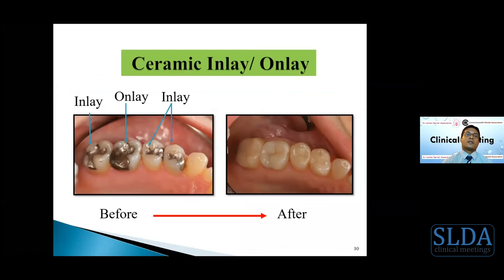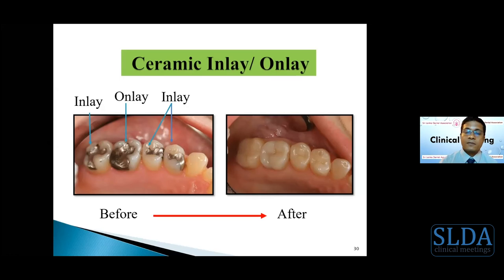This case shows you a transformation of amalgam restorations to ceramic inlays and onlays, giving maximum aesthetics. When you look at the second picture after the treatment, you can see it is very difficult to distinguish between the indirect restoration and the natural tooth substance. So you can achieve predictable and excellent aesthetics with them.